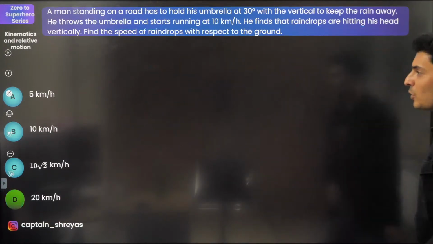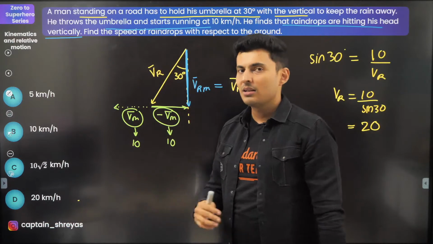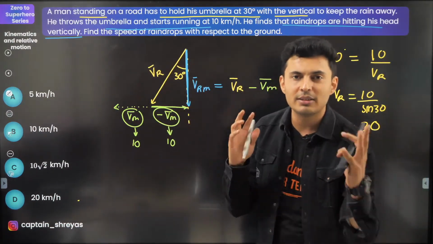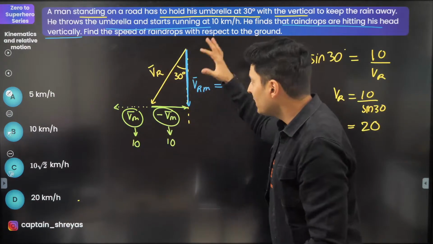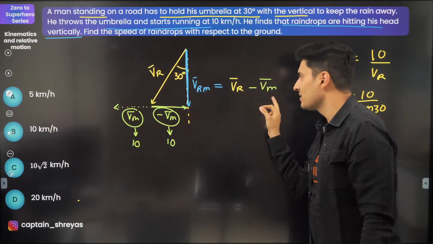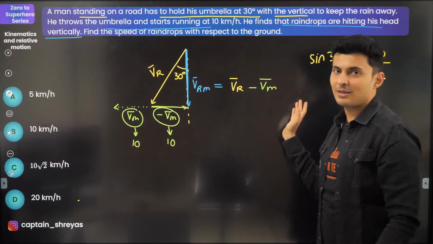As simple as that. Most of the time you don't have to use complicated formulas. No need of complex maths. Most of the time it is simple triangles. Always draw the scenario and try to make the triangle, and remember this is the most important equation. V12 is V1 minus V2. VRM is VR minus VM.